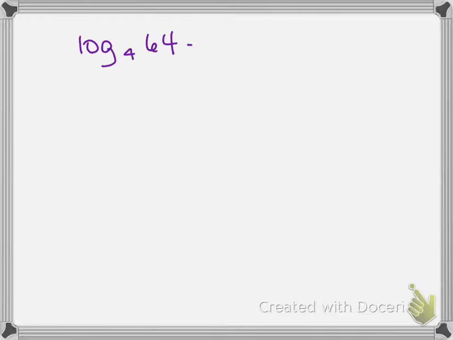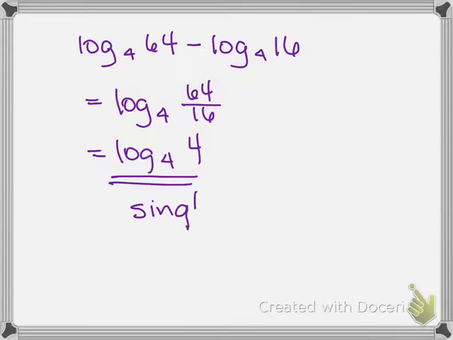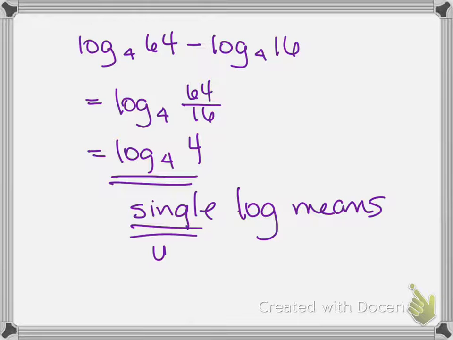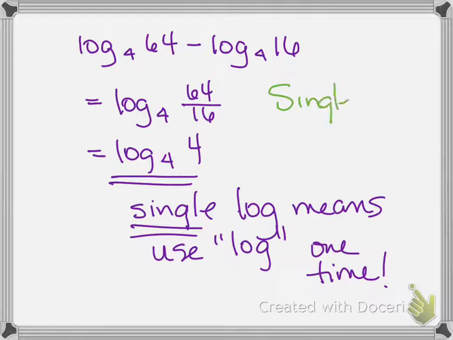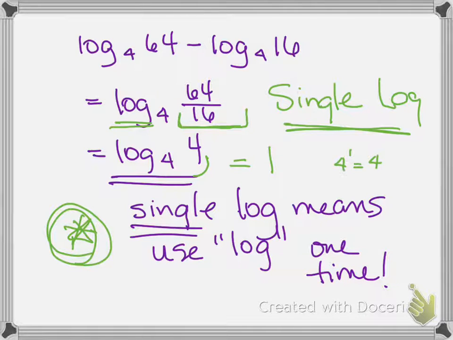Okay, so we're going to take the log base 4 of 64 minus the log base 4 of 16, and we want to write it as a single log. So since we are subtracting, we know that we're creating the single log of log base 4 of 64 over 16. Single log means that you write that word log one time. And log base 4 of 4, what number do we raise 4 to get 4? 1. So the answer is simply 1. But notice how it took that string, we condensed it, and then we evaluated it.